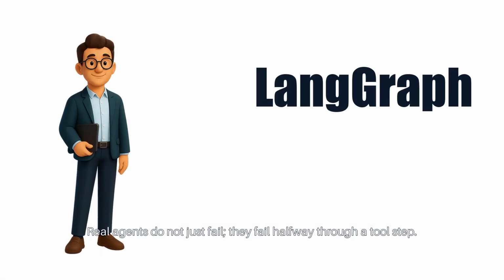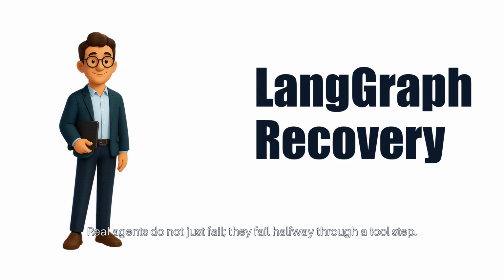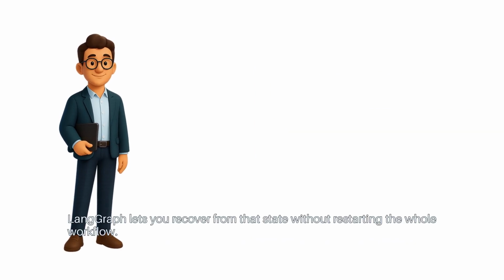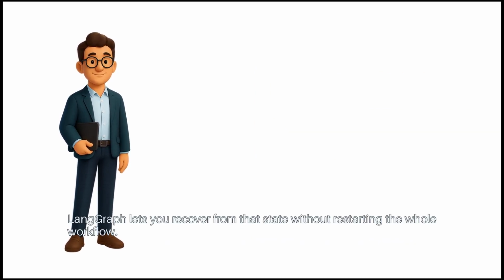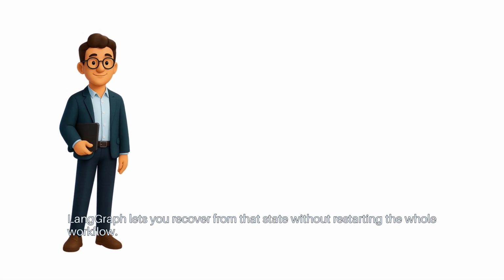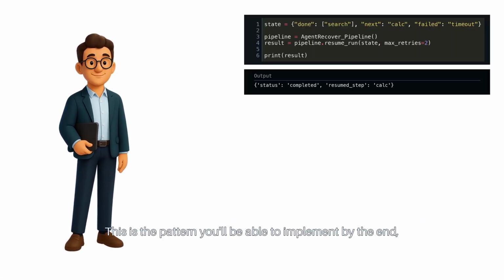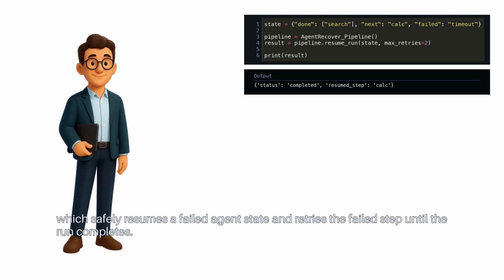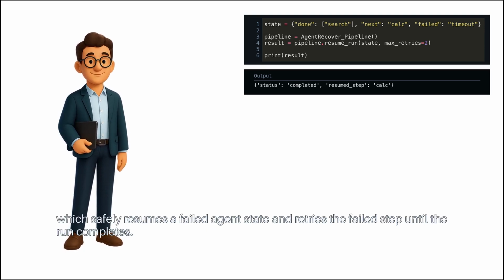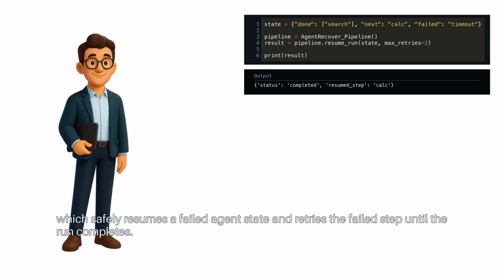Real agents do not just fail. They fail halfway through a tool step. LangGraph lets you recover from that state without restarting the whole workflow. This is the pattern you'll be able to implement by the end, which safely resumes a failed agent state and retries the failed step until the run completes.